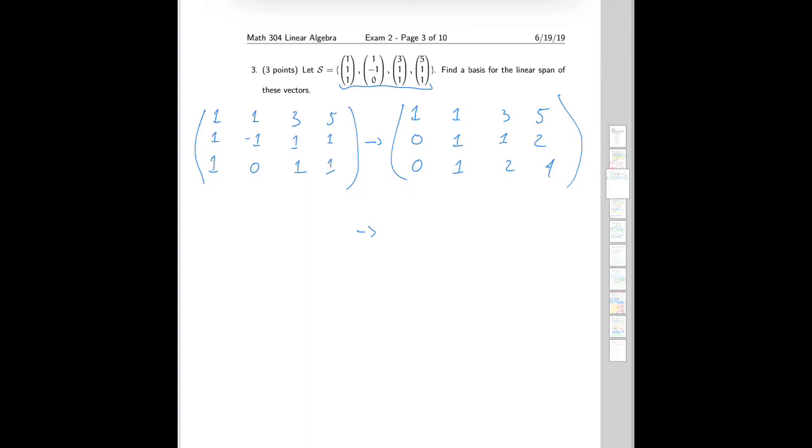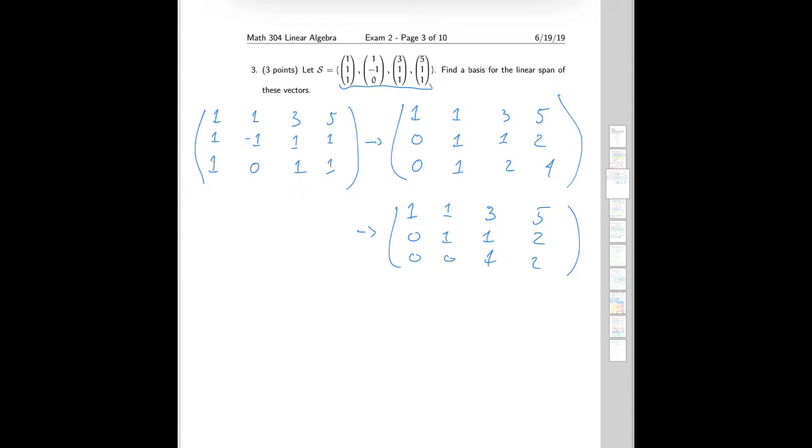Okay, so the next step in the row reduction process, I'm going to subtract row 2 from row 3. I don't know why I'm writing the columns first. Let me write the rows first: 1, 1, 3, 5, 0, 1, 1, 2. Now it's the third row minus the second row. 0 minus 0 is 0. 1 minus 1 is 0. 2 minus 1 is 1. 4 minus 2 is 2.